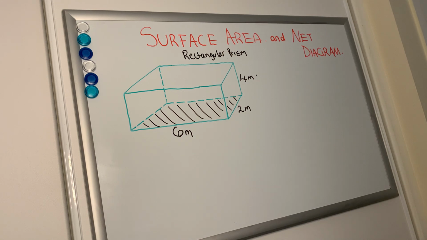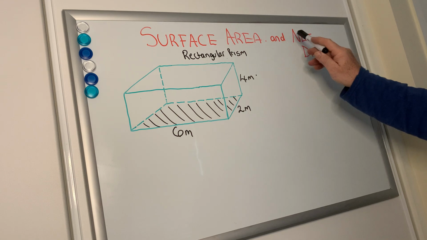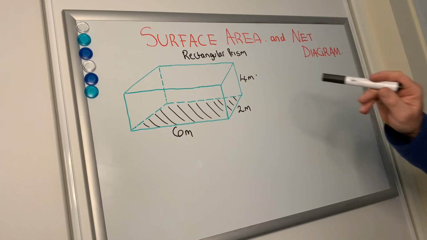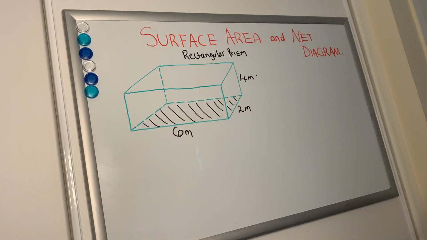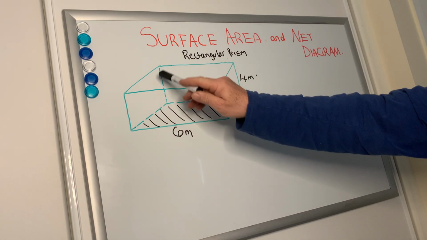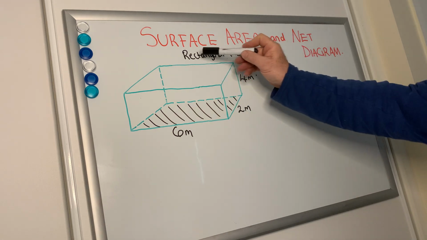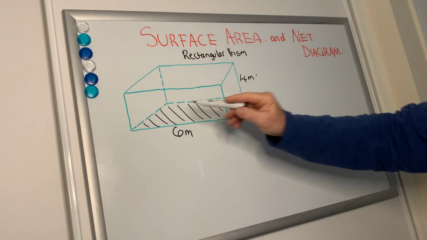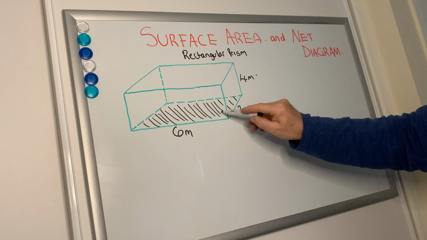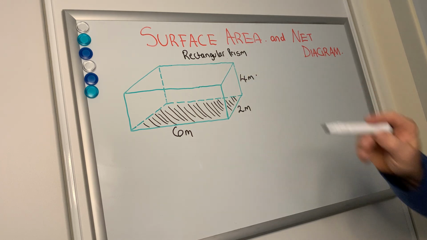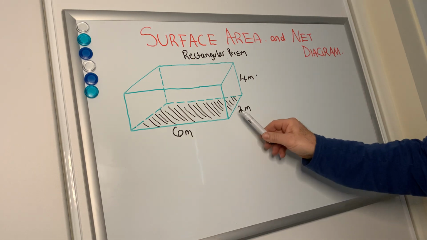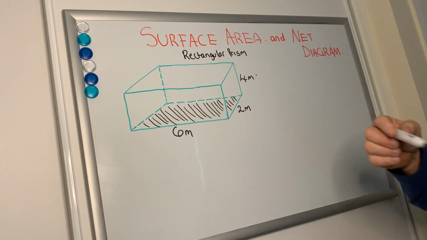Today we're going to be looking at surface area and net diagram. We had a look last week at volume, and we spoke about surface area. What I've got on the board here is a three-dimensional drawing of a rectangular prism, and we say rectangular prism because the base, I've highlighted the base, like so, is a rectangle. I've put some dimensions. Our length is 6 meters, our width is 2 meters, and our height is 4 meters.